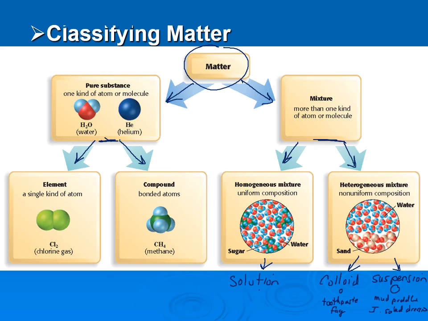So Italian salad dressing, you've got to shake it up to get everything to mix so you can pour it on your salad. Otherwise, you just pour out oil. So that's a suspension. You can temporarily mix them up, but they'll settle out if you leave them alone. Colloids, you don't have to mix up. You don't have to shake up your toothpaste to use it. And solutions always stay mixed all the time.